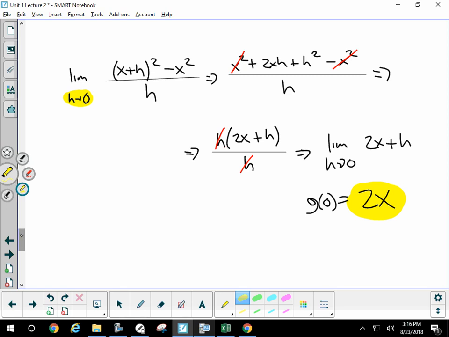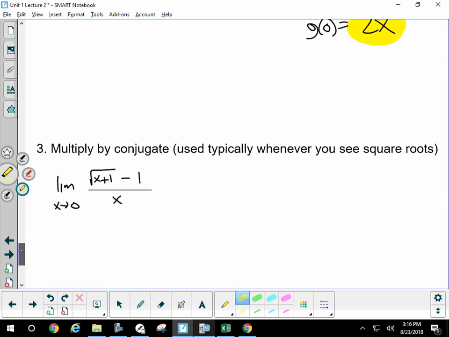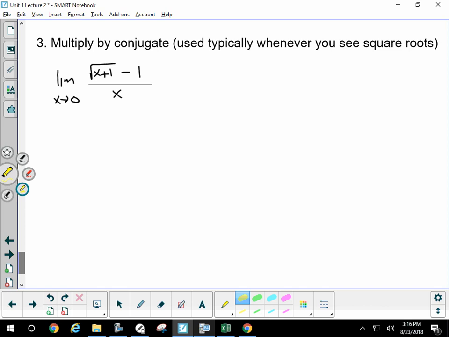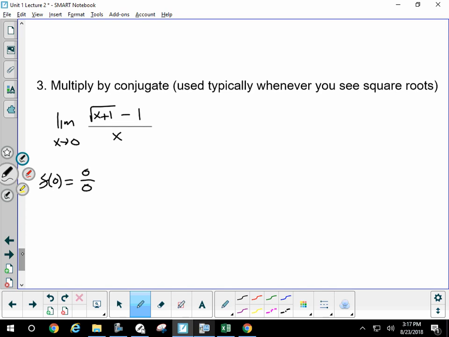All right, so there are more complicated distribution problems if you want to try them in the homework as well as in the review. Next technique, this type of function. It's got a square root in it. I can't plug in 0, I'd get 0 over 0. What am I to do? Well, we will use the technique of multiplying by a conjugate. We're going to use this whenever we see square roots.